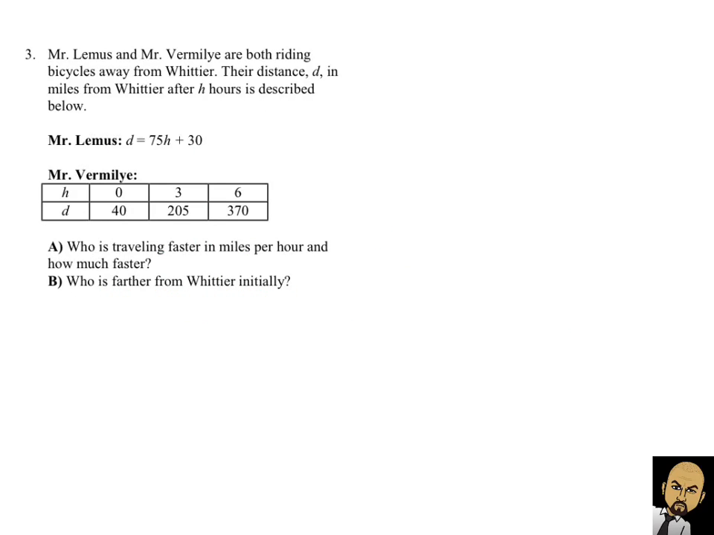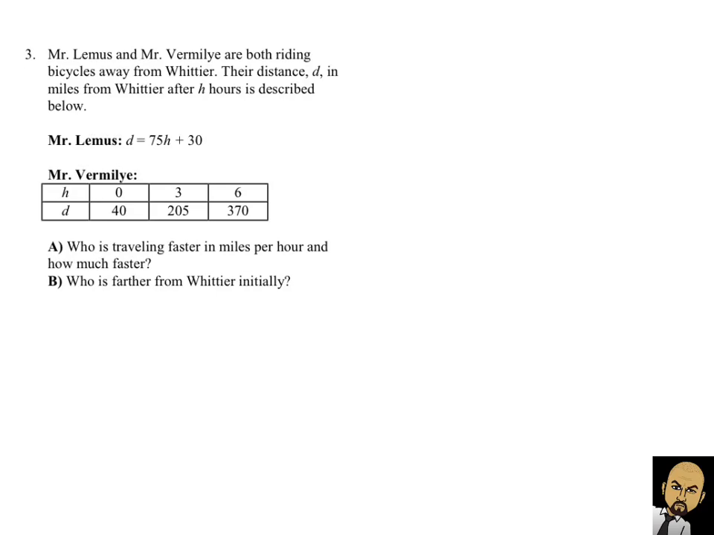So let's take a look at question number 3. It says Mr. Lemus and Mr. Vermillion are both riding bicycles away from Whittier. Their distance D in miles from Whittier after H hours is described below. For Mr. Lemus, we've got the equation D equals 75H plus 30. For Mr. Vermillion, we've got a table. After 0 hours, he is 40 miles away. After 3 hours, he's 205 miles away from Whittier. After 6 hours, he's 370 miles away from Whittier. So who is traveling faster in miles per hour, and how much faster?